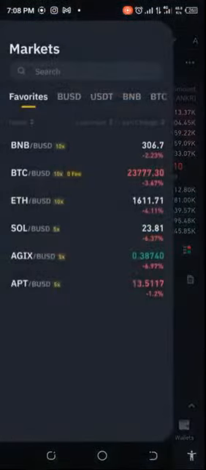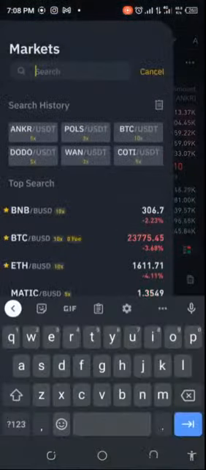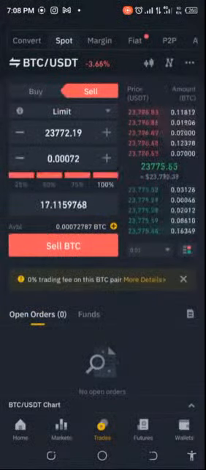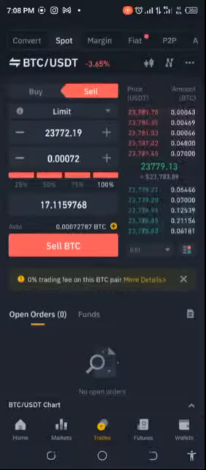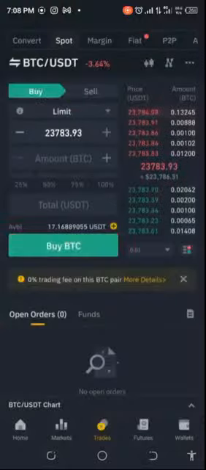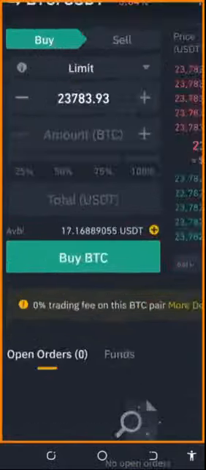Go to BTC. We're going to BTC and USDT. And then all we want to do now is sell everything. Okay, so let's go ahead and see this. Okay, 1, 2, go. All right, so it's sold. So let's go back and see how much we have.